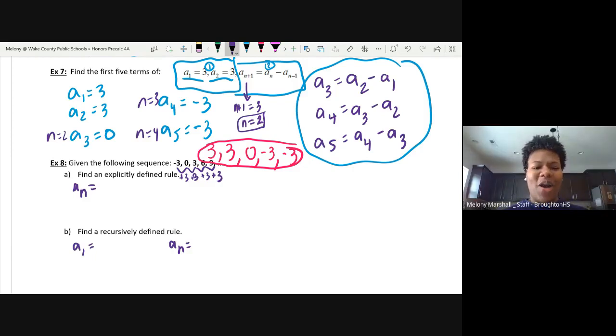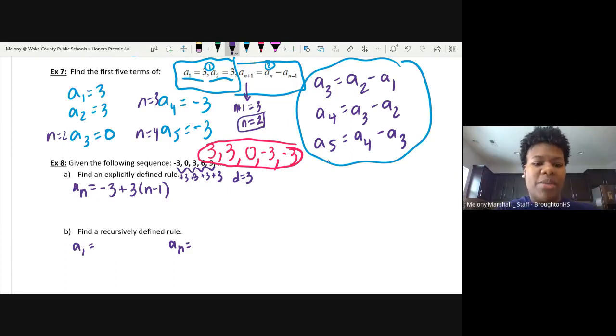So the way you do explicit, remember, you start with the first term. Our first term is negative 3. And then you add the common difference, and this one means that d is 3, times n minus 1, in parentheses. Because that's the formula that Ms. Fisher just taught you. And now we can clean it up so that we have an explicit simplified rule.